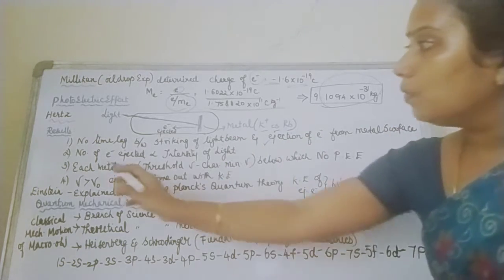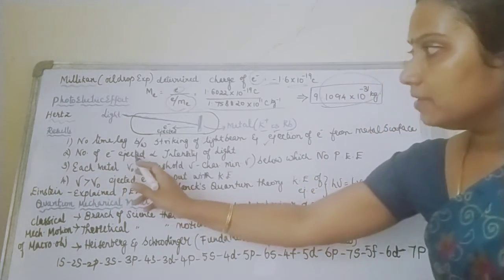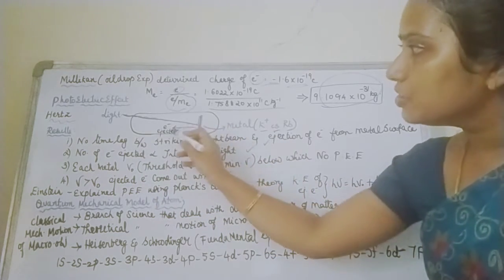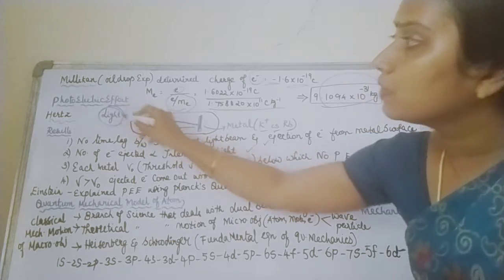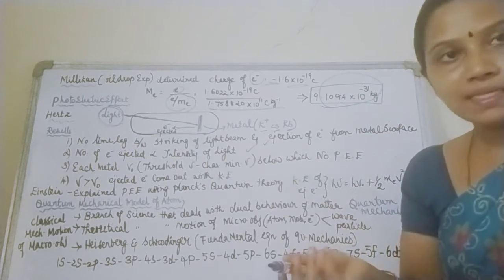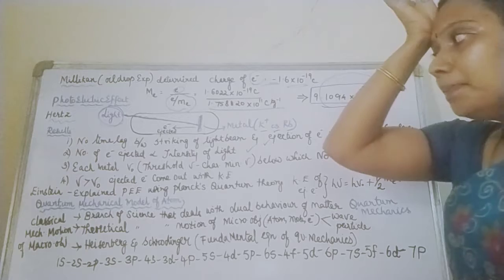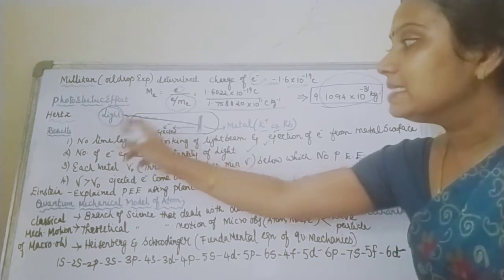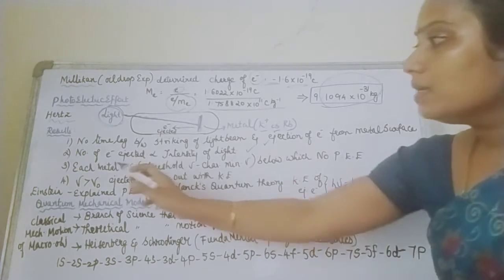Clear? Now, the number of electrons ejected is directly proportional to the intensity of the light. How many electrons will be ejected depends upon the brightness of the light. What is intensity? Intensity is nothing but brightness. So the number of electrons ejected depends on the intensity of the light. Clear to you? What is the third point?